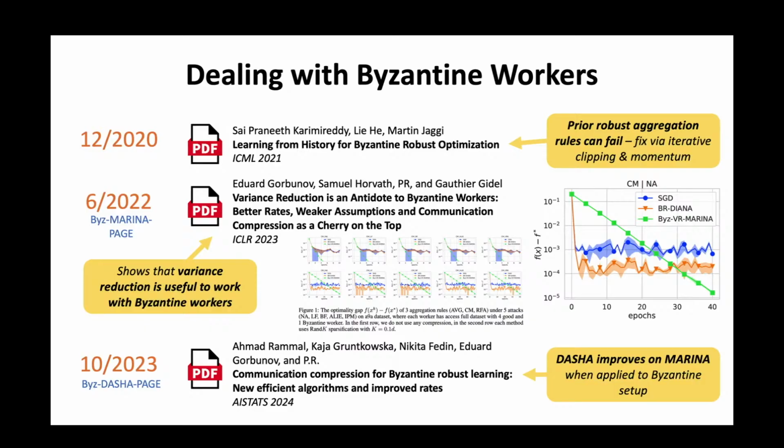So here's a beautiful paper by Martin Jaggi and co-authors, where they noticed that prior robust aggregation rules don't really work mathematically, and they suggest some fixes with some clipping and momentum. In this work, we noticed that variance reduction is a provable technique for improving the behavior of algorithms in presence of Byzantine workers. So without these techniques which we introduce here, you get stuck. With this technique, you don't get stuck, okay? And so on and so forth.